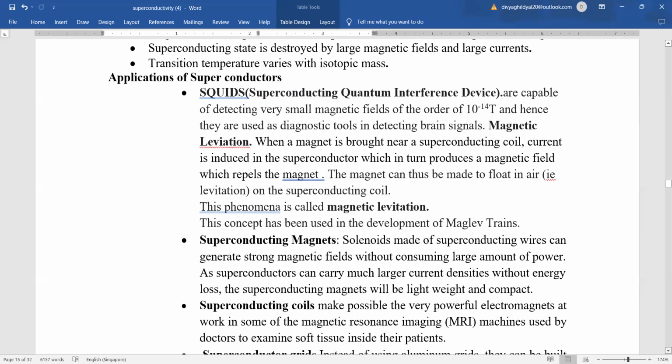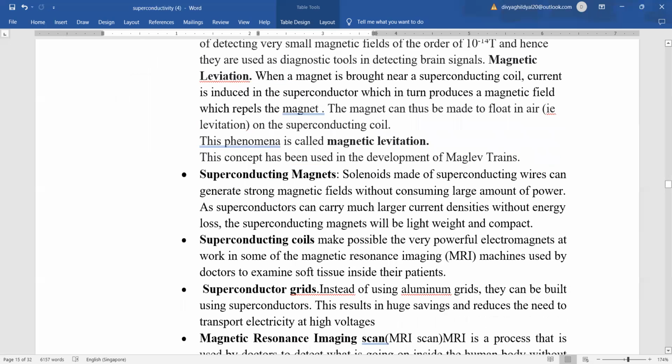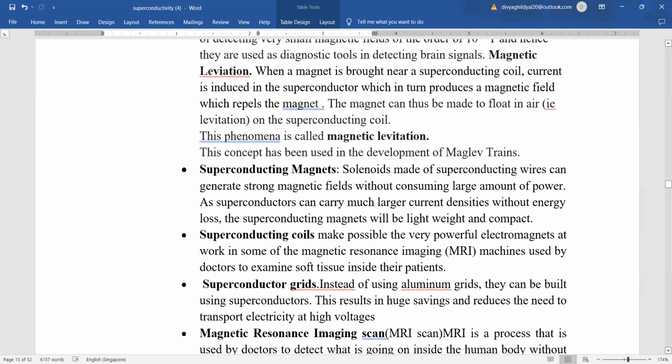Magnetic levitation. When a magnet is brought near a superconducting coil, a current is induced in the superconductor, which in turn produces a magnetic field. The magnet can thus be made to float in air above the superconducting coil. This is known as magnetic levitation, which is used in maglev trains. Superconducting magnets are used as they carry large current.